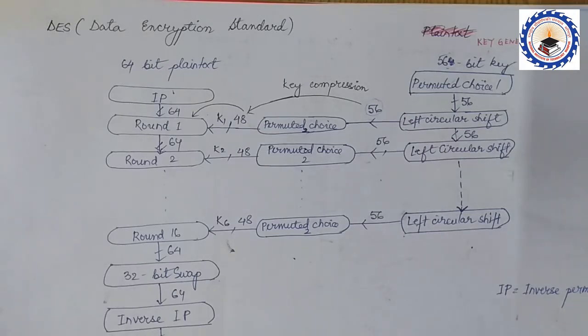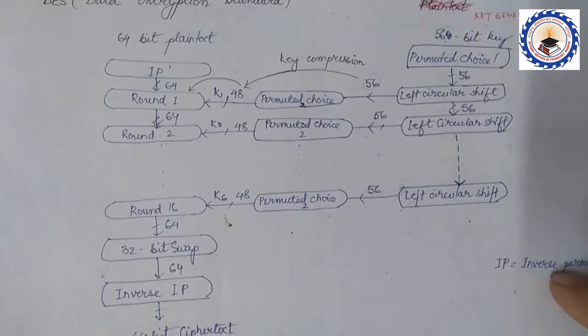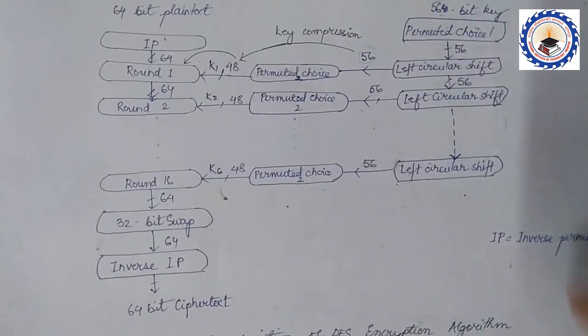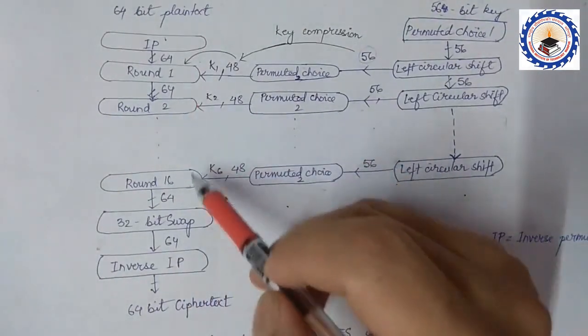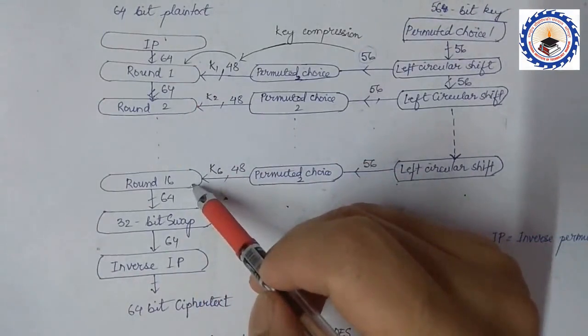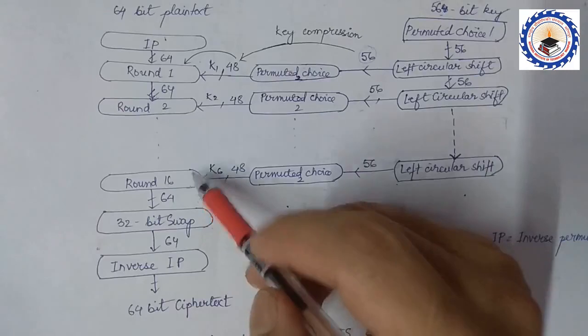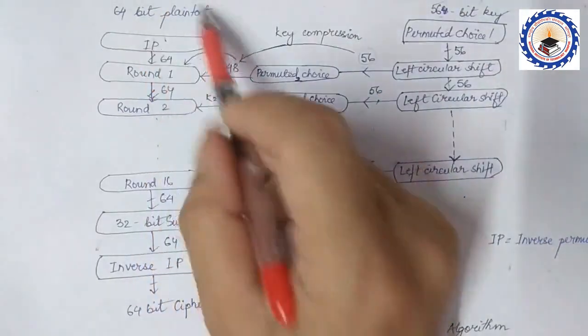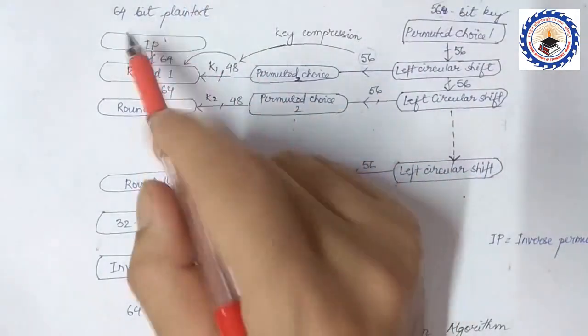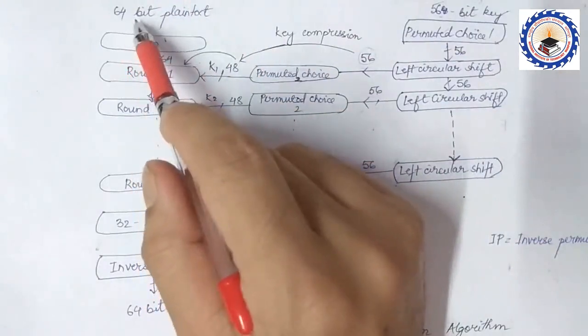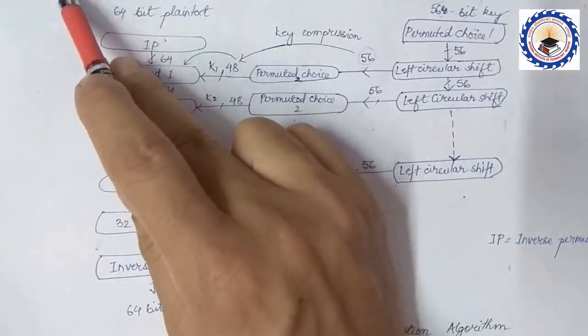I told you that this DES algorithm is also a block cipher technique, and it follows the Feistel structure that we have done earlier. If you look at this overview diagram of the DES algorithm, this is round 1, round 2, and so on up to round 16. By default, in the DES algorithm, the size of the plain text block is 64 bits. So we are now doing the DES algorithm.